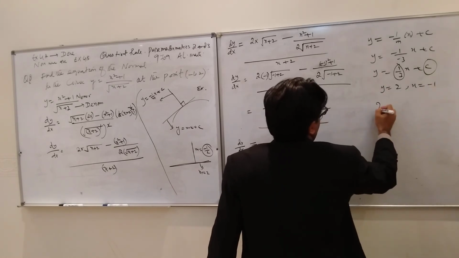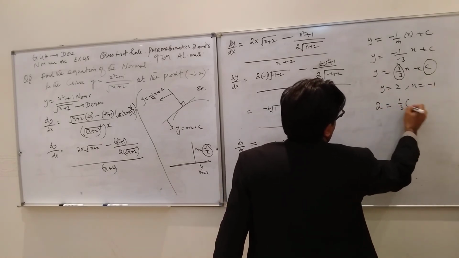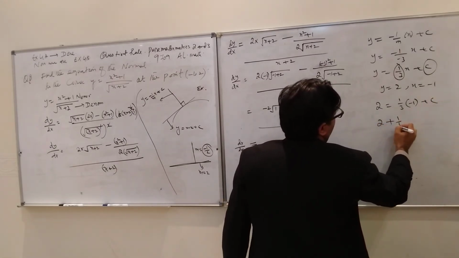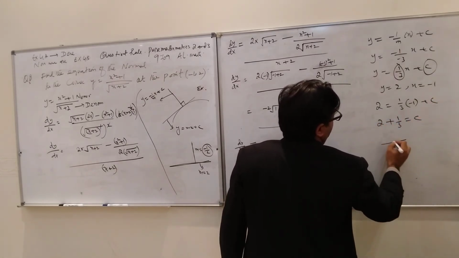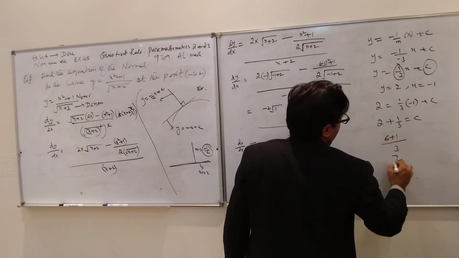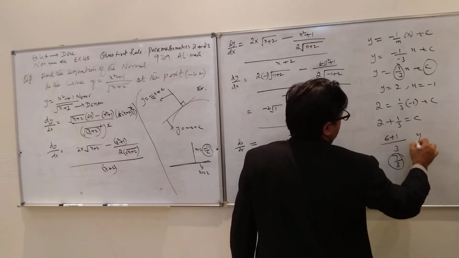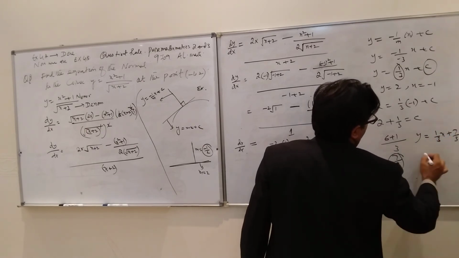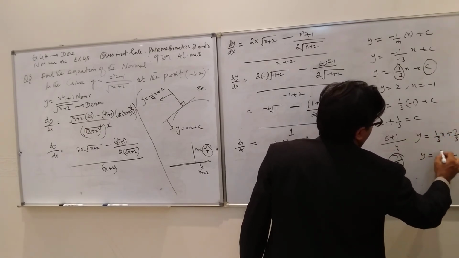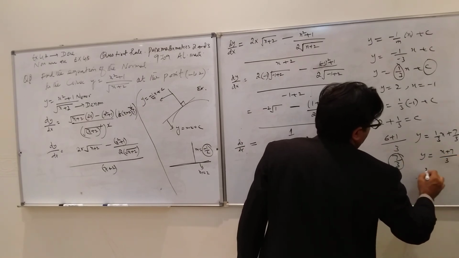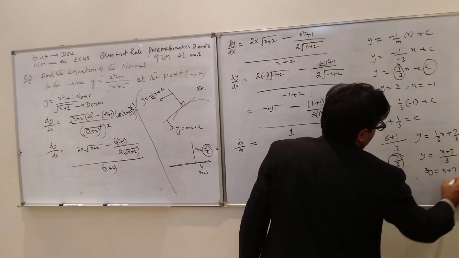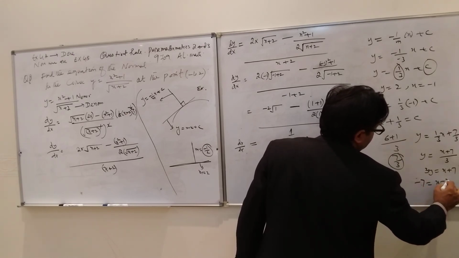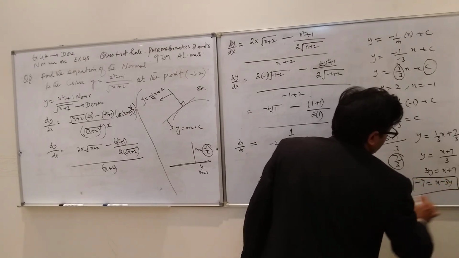So inputting these values, 2 = (1/3)(-1) + c. So 2 + 1/3 = c. So 6 plus 1, 7/3 is the value of c. The equation becomes y = (1/3)x + 7/3. Our y is equal to, 3 is coming here, so 3y = x + 7. Or you can say minus 7 = x minus 3y. That's the equation of the normal.